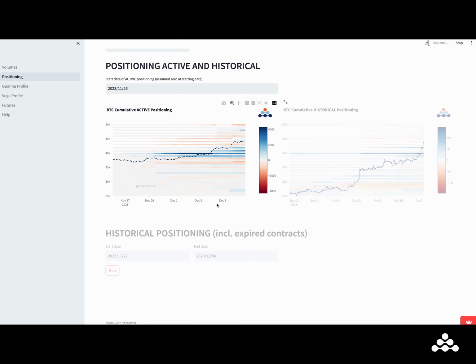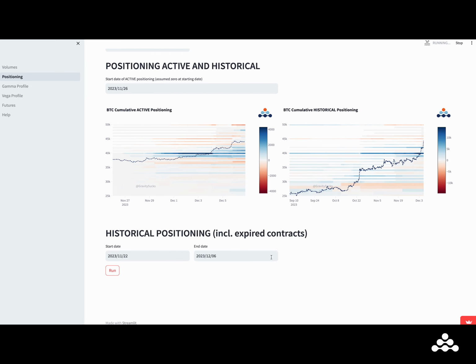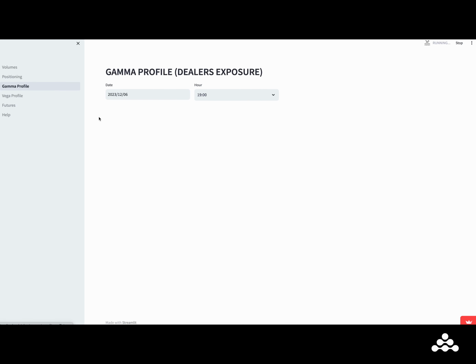If we scroll down a little bit, we can run this chart again, but including the expired contracts. So the top charts are going to be active contracts. The bottom charts are going to include active and expired contracts, so we can see what that positioning looks like over time. Instead of letting this run, I'll jump to the next chart.